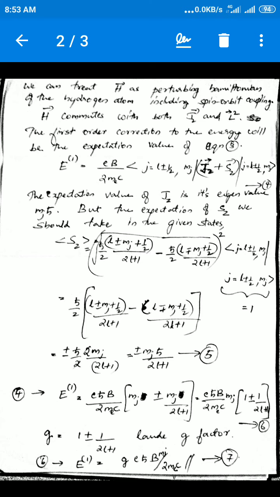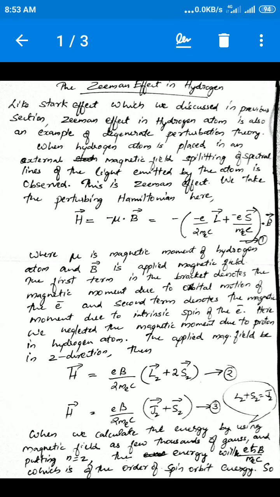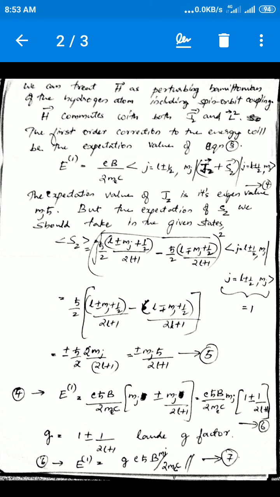Now H commutes with Jz and L square, we know that, and the first order correction to the energy will be the expectation value of equation 3. So the perturbing Hamiltonian's expectation value, we know already from degenerate perturbation theory, is what gives the first order correction to the energy, E1.